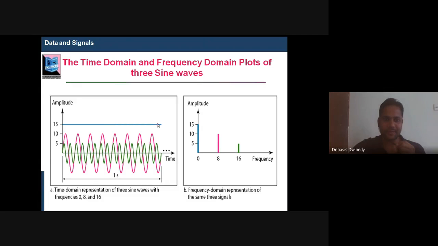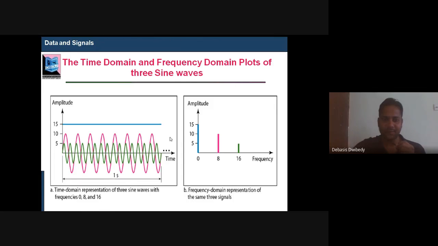So we have three signals represented in this time domain plot. One signal having frequency zero, one signal having frequency 8, that is the red one, and the green one is having frequency 16. So this is the time domain representation of three signals. This is a signal having frequency zero and peak amplitude of 15, the red one is having frequency 8 and the green one is having frequency 16.